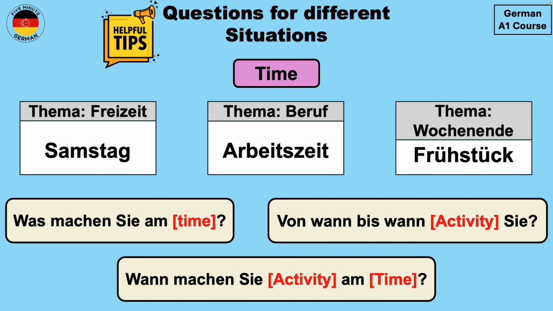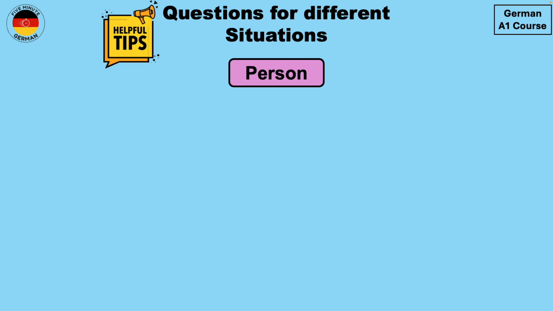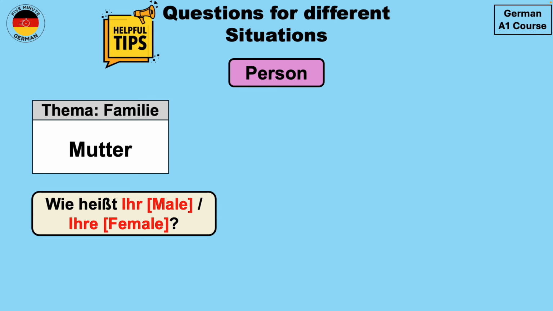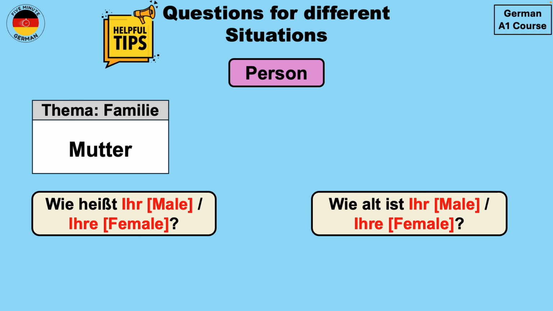Now if you have any word or topic related to a person, for example, you get the Thema Familie, which is family, and you get the word Mutter, which is mother. Then you can use the question, wie heißt Ihre Mutter? What is your mother called? And if it was Vater, then you would have used Ihr Vater. So wie heißt Ihr Vater? So you have to be careful that you use the correct ending for Ihr or Ihre. Or you can also ask the question, wie alt ist Ihre Mutter? Or wie alt ist Ihr Vater?